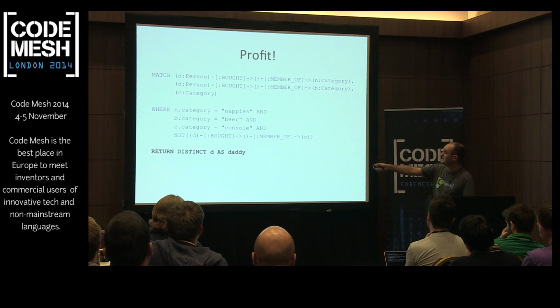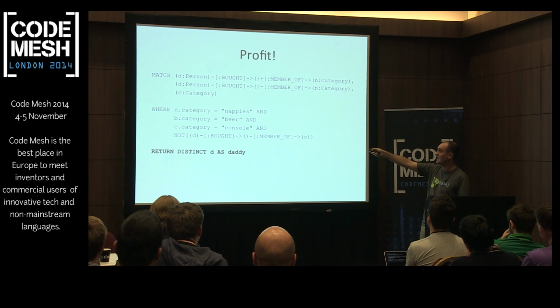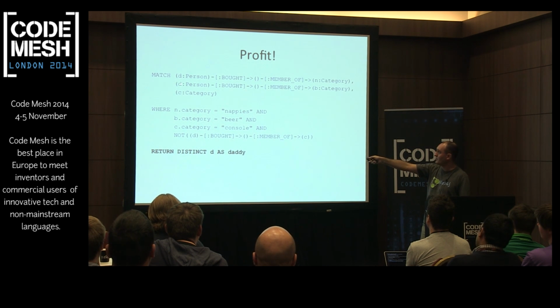In this case, what am I saying? Hey, database, I'm interested in this pattern. It's where I've got a person that bought something and don't really care what that something is. This is called an anonymous node, which is a member of some category, and that person bought something else. I don't care what it is. It's a member of some other category, and I'm interested in this other category C.